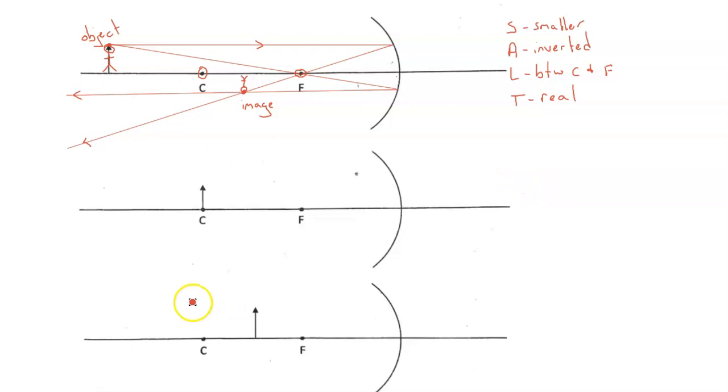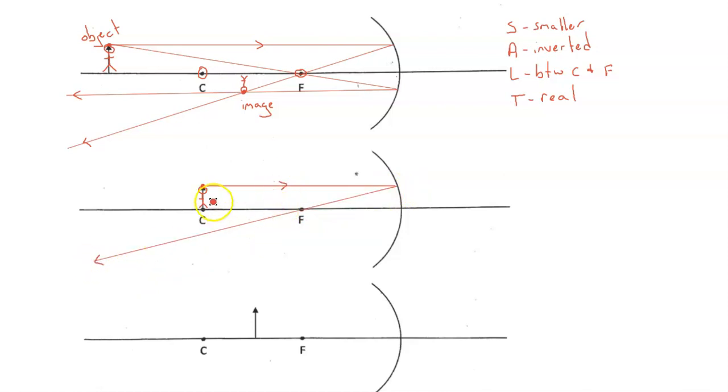All right, let's try the next one. So the next one, all we're doing is we're taking our object and we're placing it at different locations for this converging mirror. And these are all the possible different examples you could see on your test. So we're going to draw our little stick person. That's what I prefer. And we can do the first one just as before, parallel to the principal axis and through the focus.